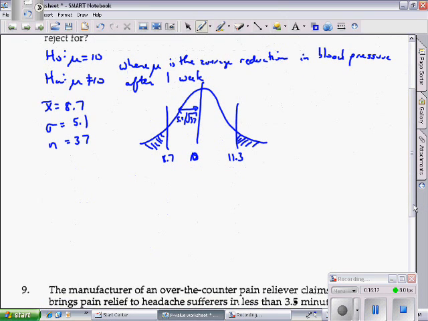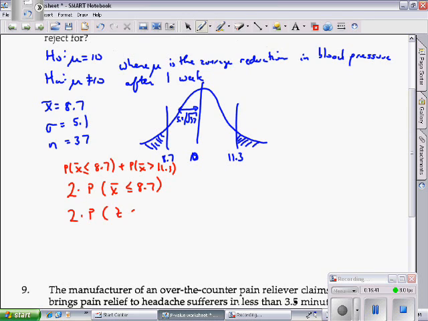So now I want to find 2 times the probability I'd get an x bar less than or equal to 8.7. Again, 2 times, because really it's the probability x bar is less than 8.7 plus the probability x bar is greater than 11.3. But I know those two areas are symmetric, so I could just take 2 times one of them. Standardize 8.7 minus the mean over the standard deviation. And so now I'm going to take the calculator out, figure out what all that jazz gives me.